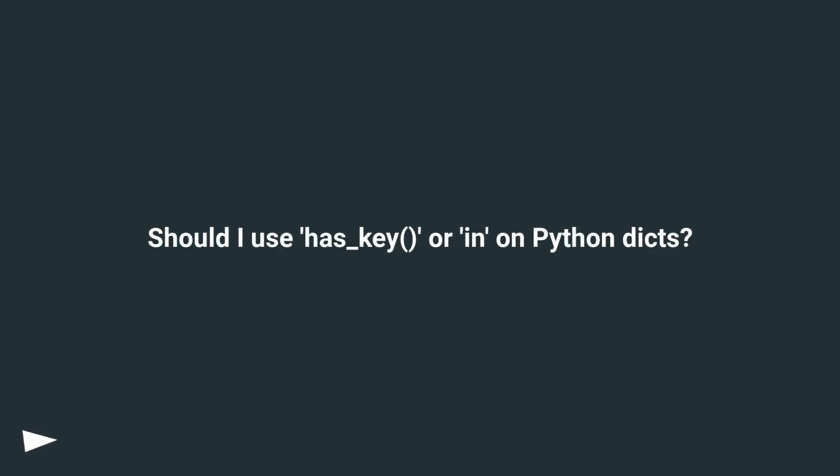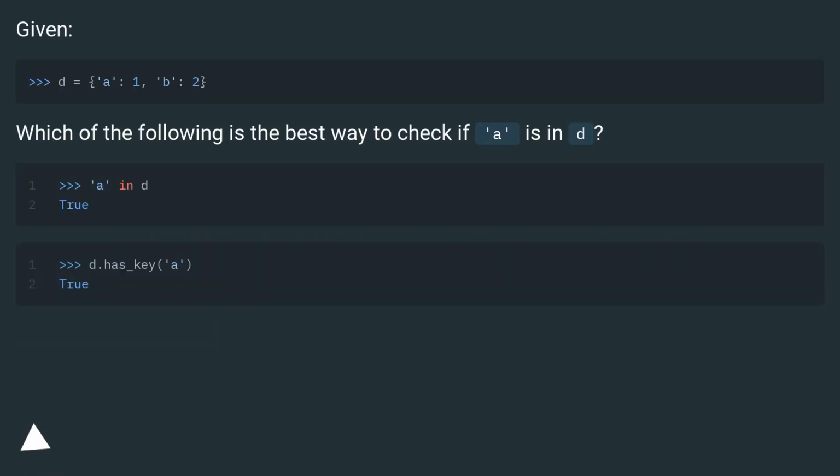Should I use has_key or in on Python dicts? Given a dict D, which of the following is the best way to check if A is in D?